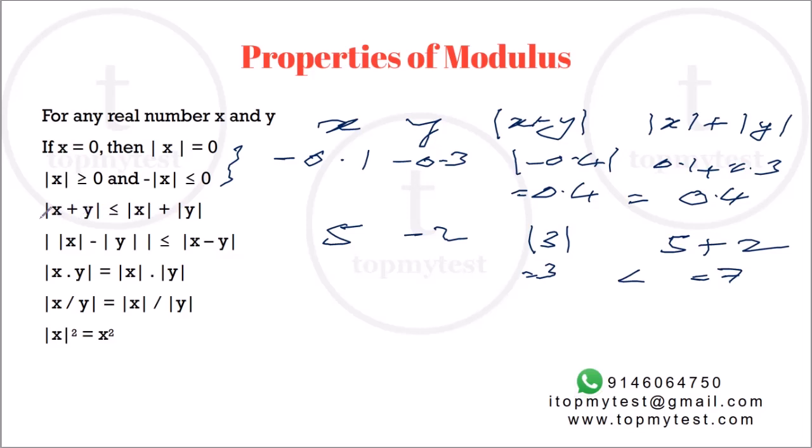So to repeat, this will be equal when both of them are of the same sign. Now, again, modulus of x into y will be the same as the product of individual moduluses. Division will be the same. And if you raise a modulus to an even power, it will be the same as the original value raised to the even power, because even powers destroy the positive or negative sign.